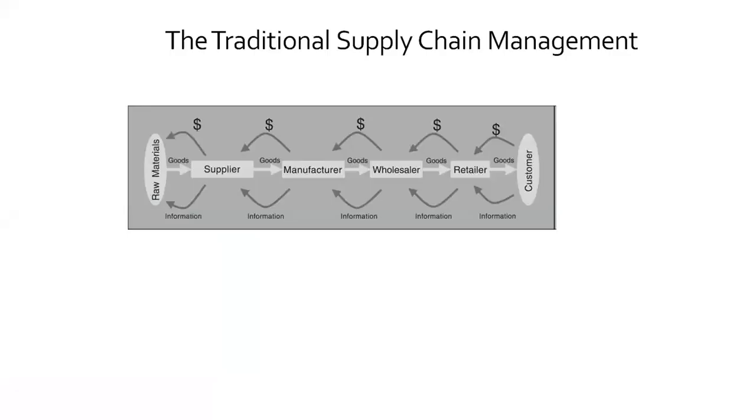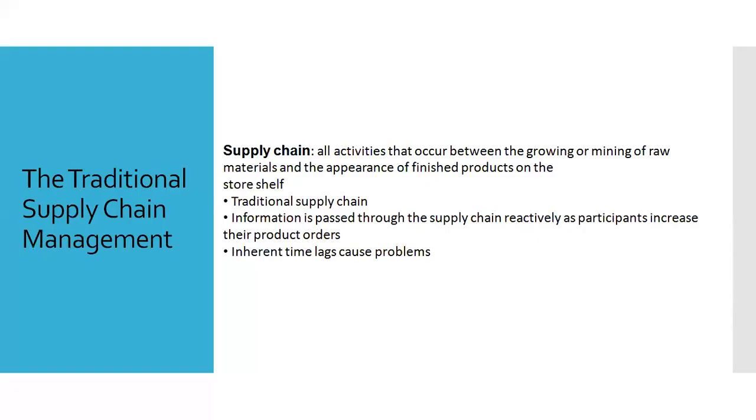So based on these things, I told you about the traditional supply chain management, where raw material suppliers, manufacturers, wholesalers, retailers, and customers are there. So what is the traditional supply chain management? All activities that occur between the growing or mining of raw materials and the appearance of finished products on the store shelf. It includes the traditional supply chain.